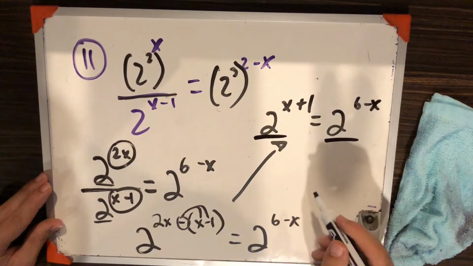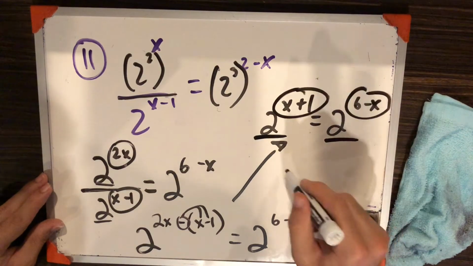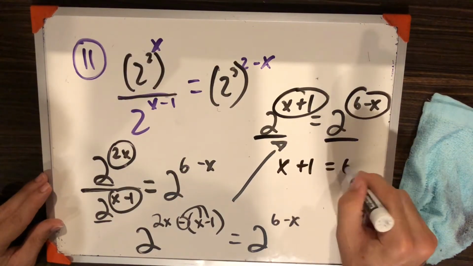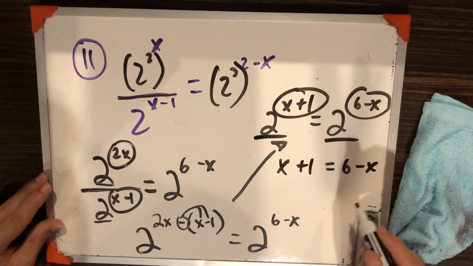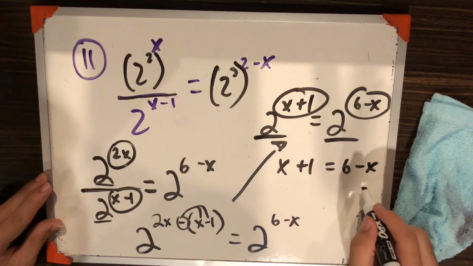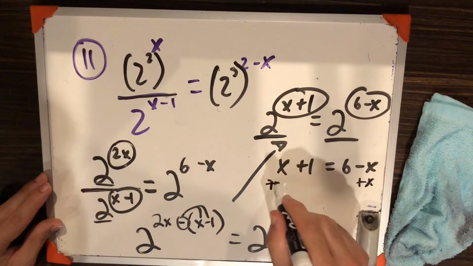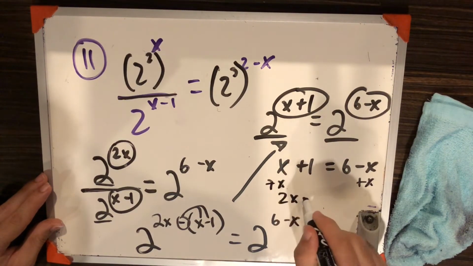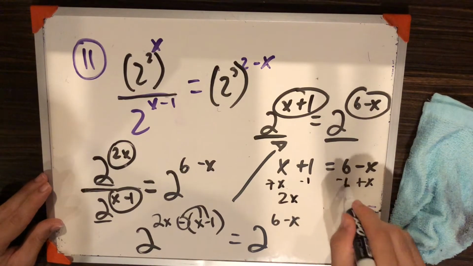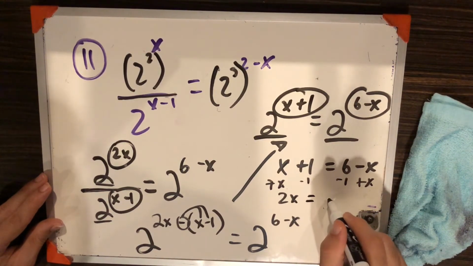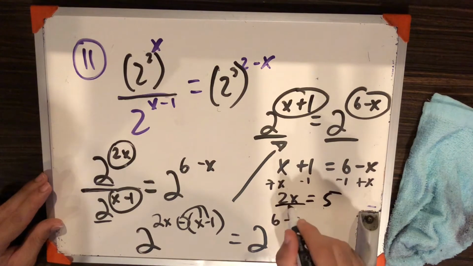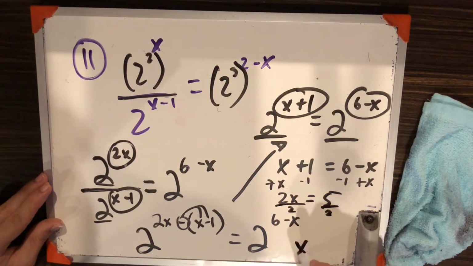Same base, I can set these equal to each other. X plus 1 is equal to 6 minus x. Plus x, that would be 2x. Let's do minus 1, minus 1. So 2x is equal to 5. Divide by 2, divide by 2. X should be equal to 5 over 2.